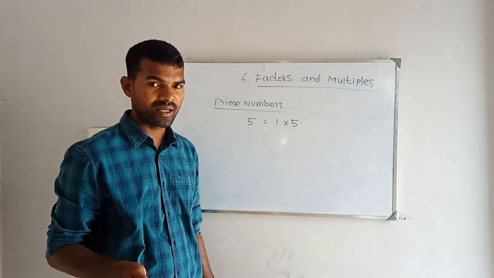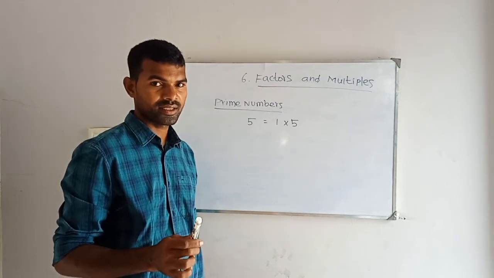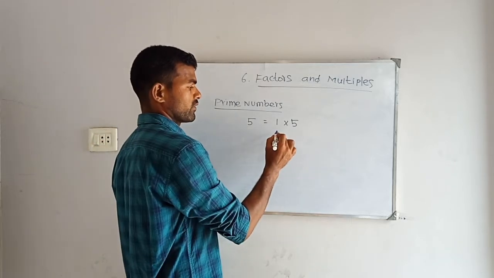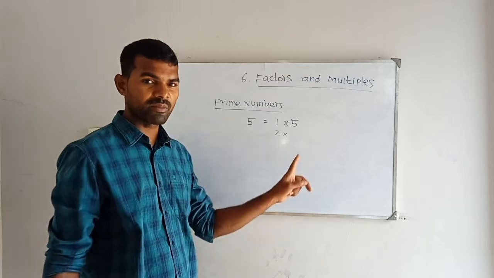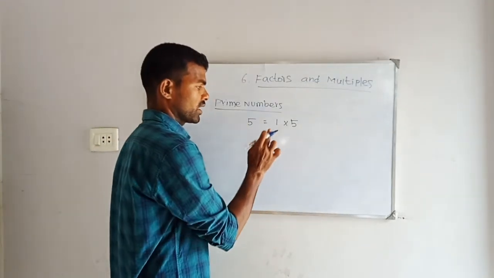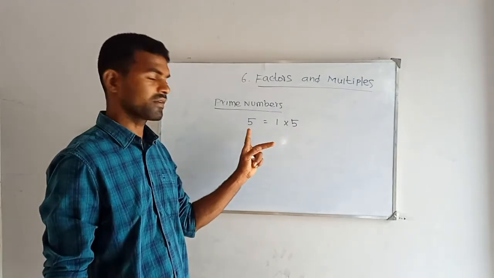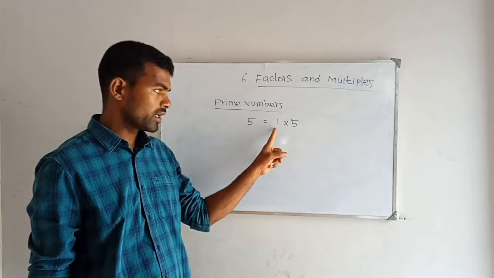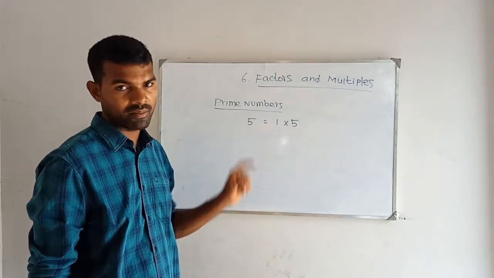Is there any other number except these 2? If you multiply 2 by any number, do we get 5? No. 3 multiply any number, do we get 5? No. Exactly, we are getting only 1 and 5. Only these two numbers are the factors of 5. If a number has only two factors, that is known as a prime number.